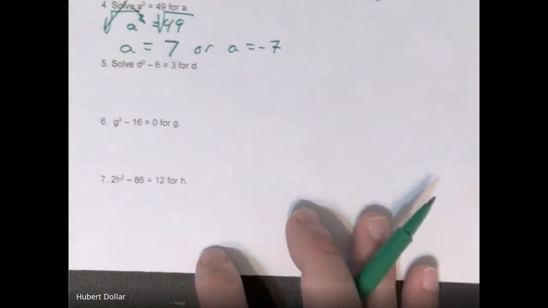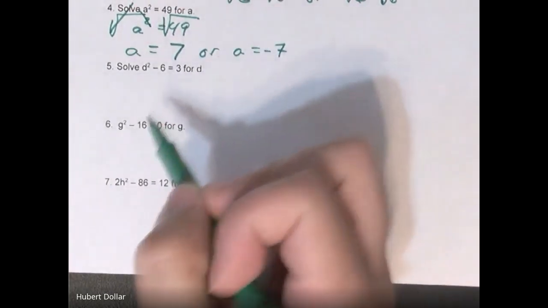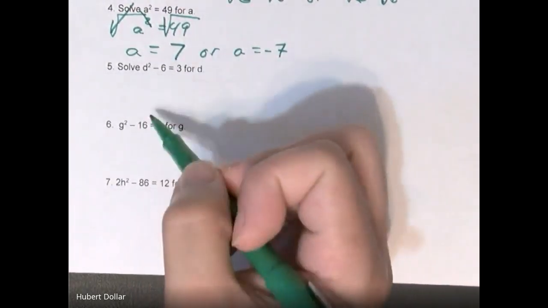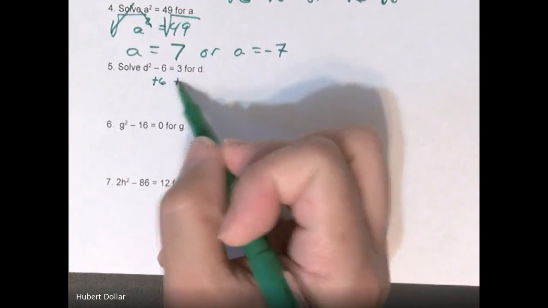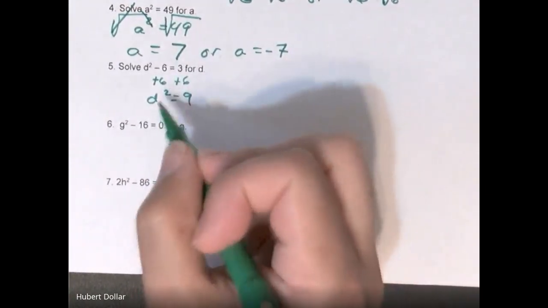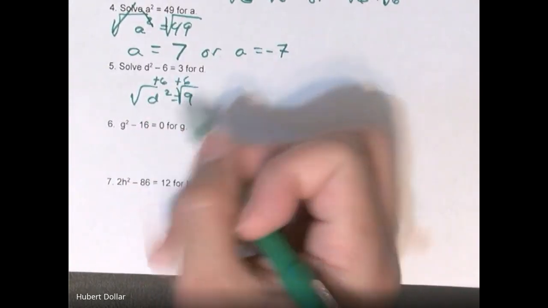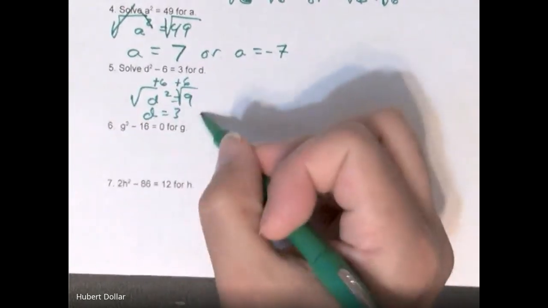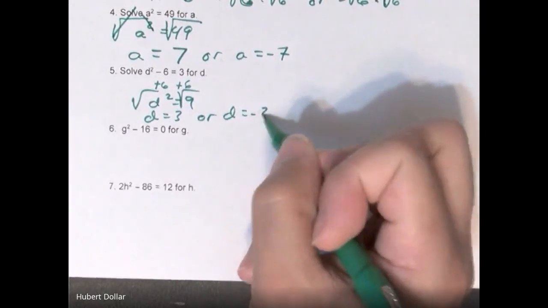Second problem, a little bit more complicated. Following the order of operations backwards, the opposite of minus 6 is to add 6. So you have d squared is equal to 9. The opposite of the square is a square root, so d equals 3, or d equals negative 3.